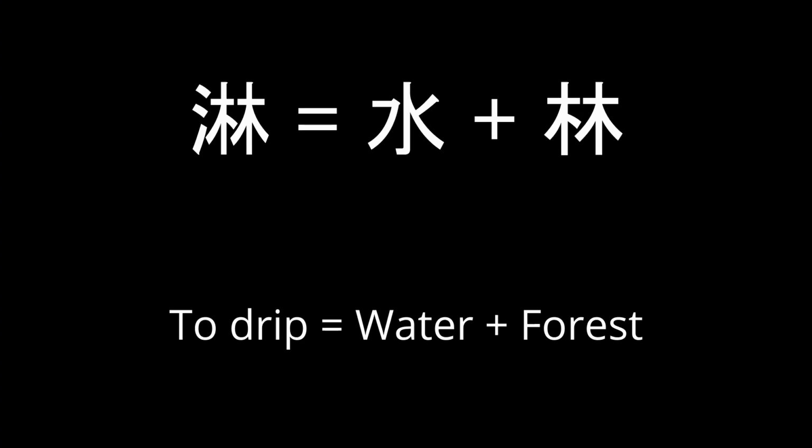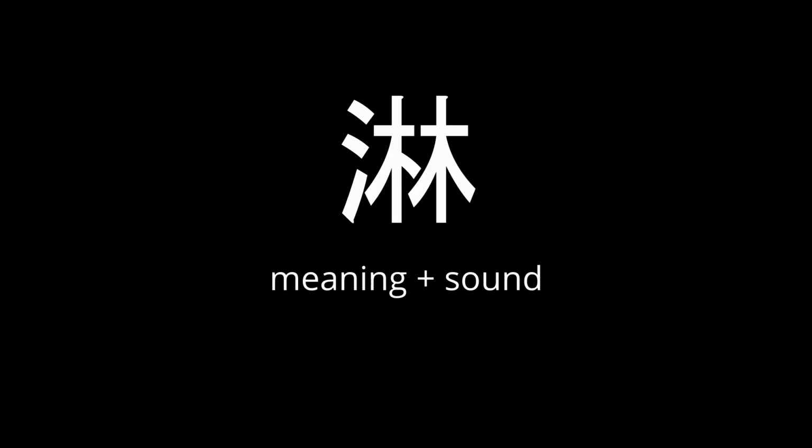On the left we have water, 水, and again with a slightly different appearance as it's appearing on the left side, and on the right we have lin, meaning forest. Here, water gives the meaning of to drip, whereas forest, lin, gives the pronunciation. Often with phono-semantic characters, the meaning is on the left and the sound component is on the right. Also, these often follow very distinct patterns.